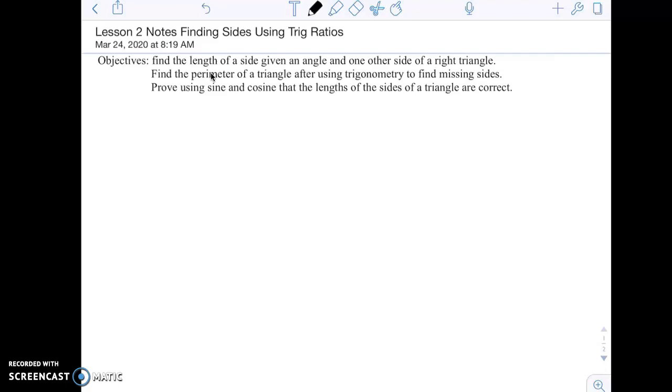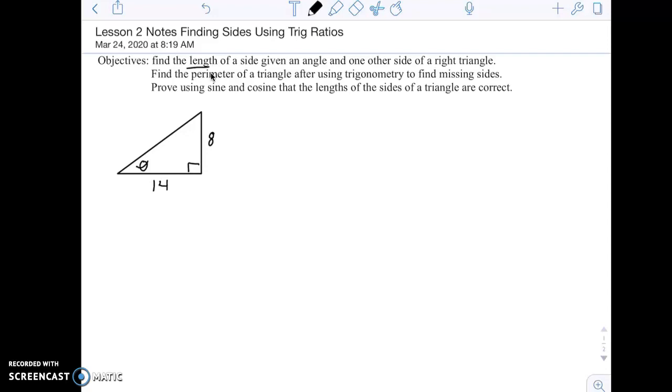So the first thing we want to do is find the length of a side given an angle and one other side of a right triangle. So let's start with a good old right triangle. Let's call this theta. And let's say that this is 8 and this is 14.